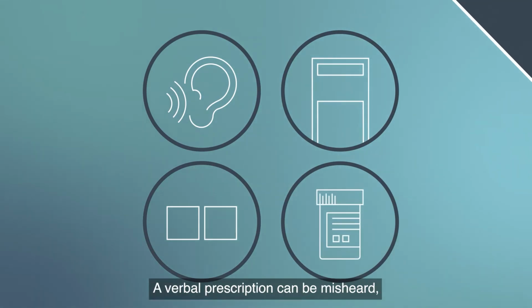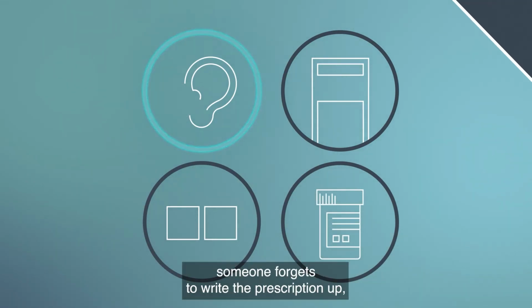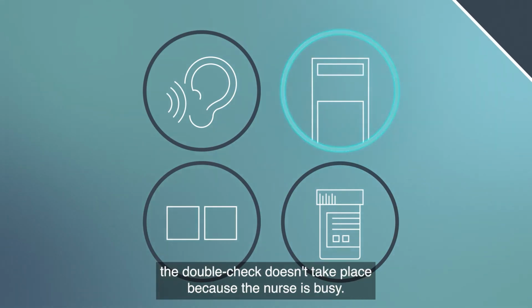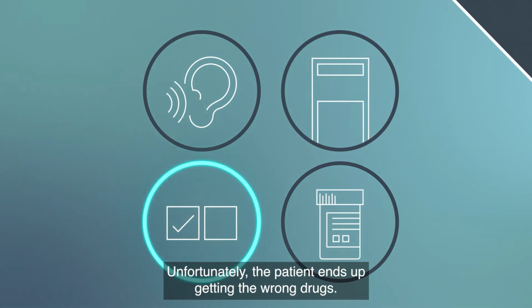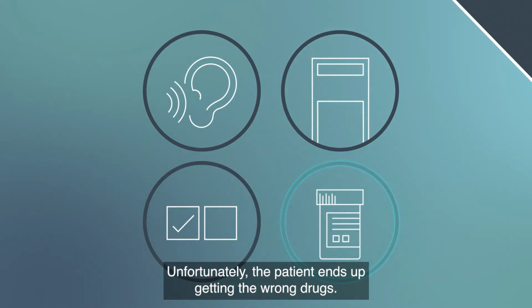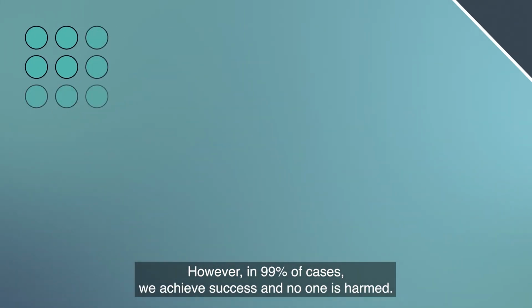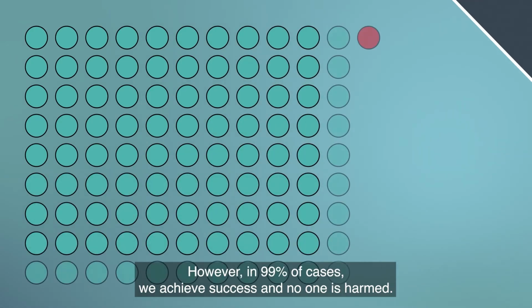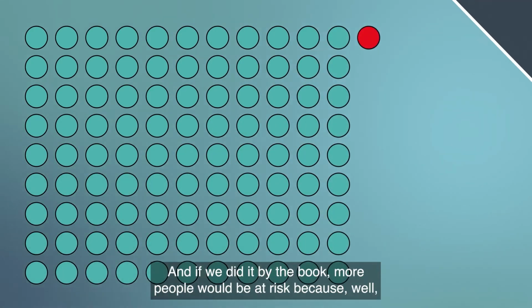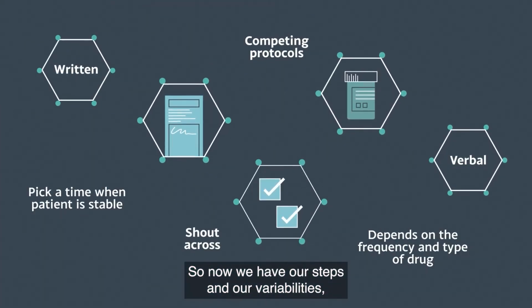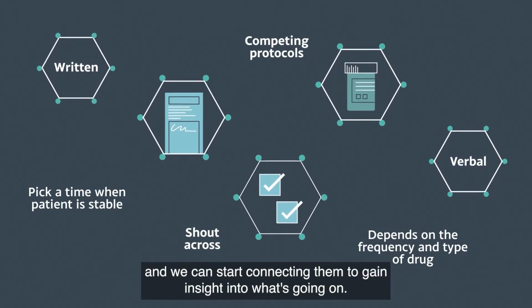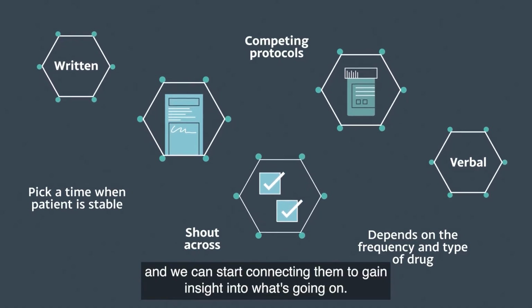A verbal prescription can be misheard, someone forgets to write the prescription up, the double check doesn't take place because the nurse is busy, and unfortunately the patient ends up getting the wrong drugs. However, in 99% of cases we achieve success and no one is harmed. And if we did it by the book, more people would be at risk because, well, we can't actually do it by the book. So now we have our steps and our variabilities, and we can start connecting them to gain insight into what's going on.